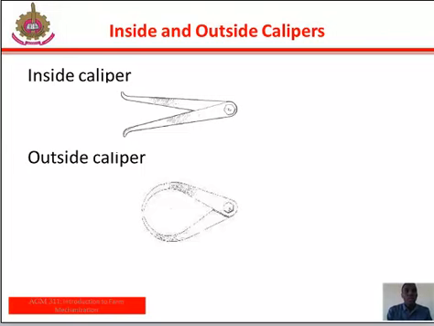Now we have inside and outside caliper. The inside caliper is used to measure the inside dimensions of objects, for example, the inside diameter of a hole. The dimension should be within the capacity of the caliper. Also, we have the outside caliper. The outside caliper is used to measure the outside dimensions of objects within its capacity, for example, the outside diameter of a round bar.